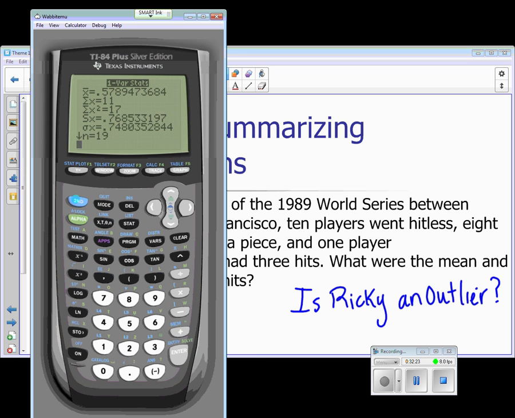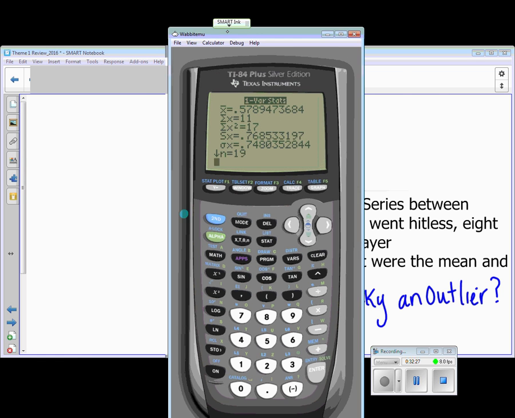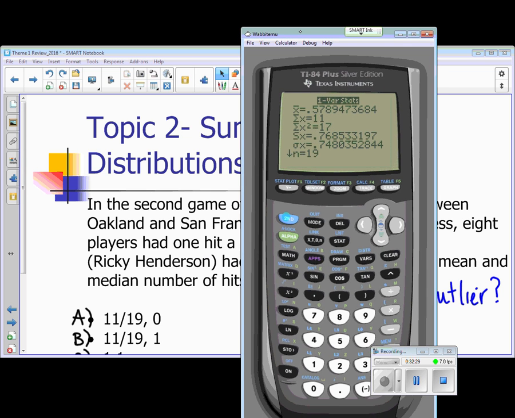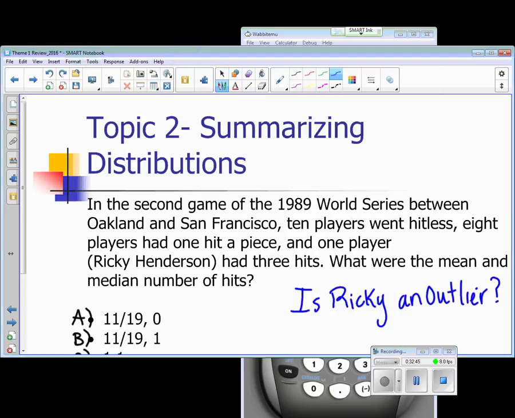0.579, which is about 11 out of whatever it was, 19? 11 out of 19. So I know that the answer is either A or B. Where do I go on my calculator to find the median? Maddie, where do I go? How do I find the median here? Yeah, just keep scrolling, and there's my median. Median 0. Okay, that's good enough. Perfect. So I know that my answer is going to be A.